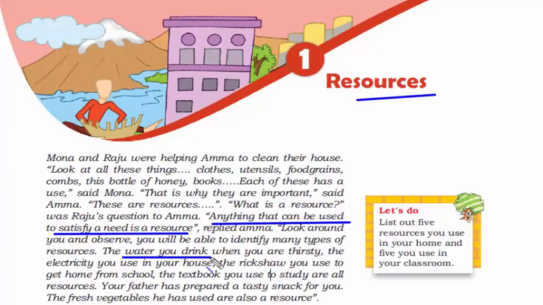The water you drink when you are thirsty, that's a resource. Water is a resource. And then electricity that we use in a house, it is a resource. And again, the way we use transportation, a rickshaw, to get home from school or anywhere, that is again a resource. So this is all that we are going to study in this chapter.